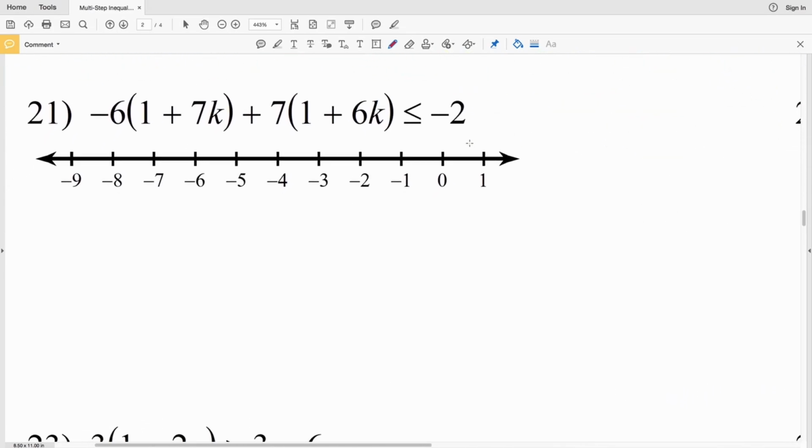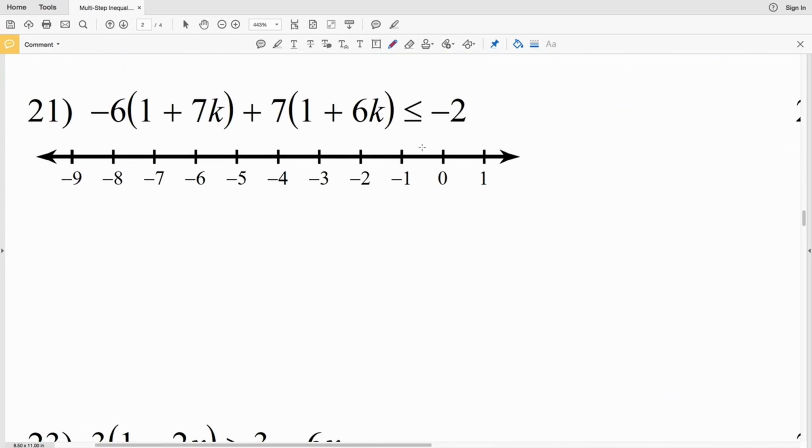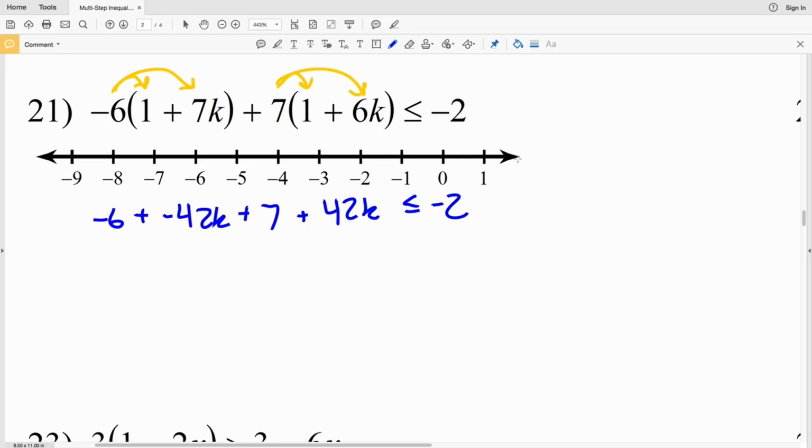In number 21, we have negative 6 times 1 plus 7k plus 7 times 1 plus 6k is less than or equal to negative 2. I'm going to start by distributing the negative 6. And while I'm at it, I'll also distribute the 7, since there are two distributions that need to happen on the left-hand side. Negative 6 times 1 is negative 6, plus negative 6 times 7k is a negative 42k, plus 7 times 1 is 7, plus 42k is less than or equal to negative 2.